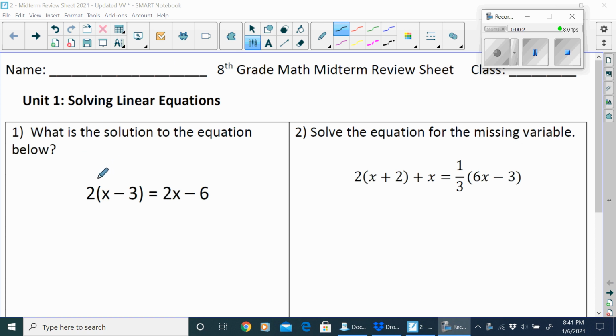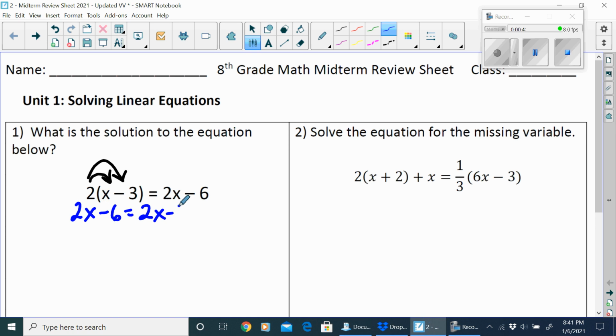Well, first you could see you have to do the distributive property. So we're going to distribute the 2 to the x and the 2 to the negative 3. And what you get is 2 times x is 2x. 2 times a negative 3 is negative 6. And you bring down the 2x minus 6. And when they're exactly alike, this is definitely infinitely many.